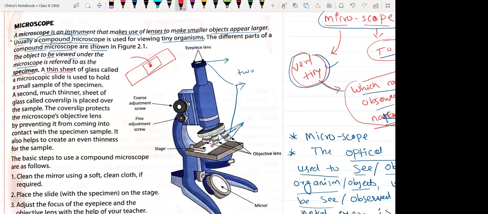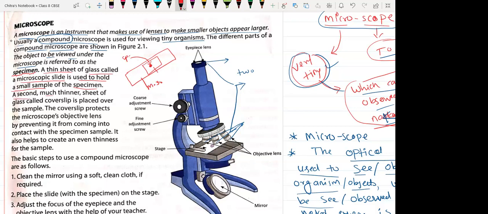A thin sheet of glass is called a microscopic slide. So this is called a microscopic slide. It is used to hold the small sample of the specimen. So here, this is the specimen, the specimen which we have to see.